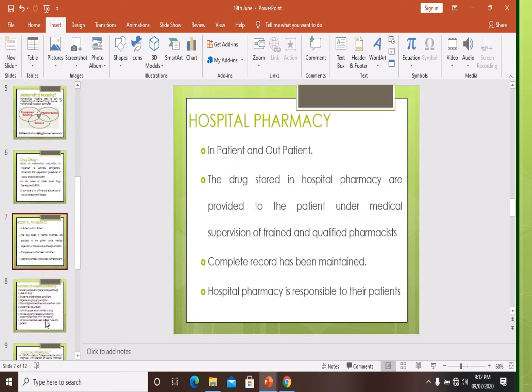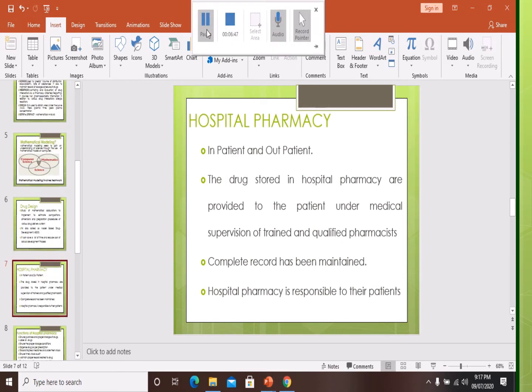Next it will be pharmacy related topics. We will move to hospital pharmacy and clinical pharmacy. As you know, there are a number of types of pharmacies, I hope you are aware of that. Nearly 10 types of pharmacies exist, and the hospital and clinical pharmacy play a major role for the patients as well as the doctors.